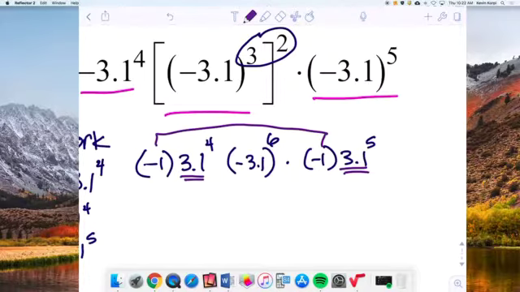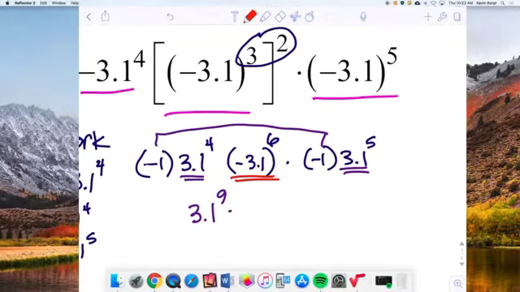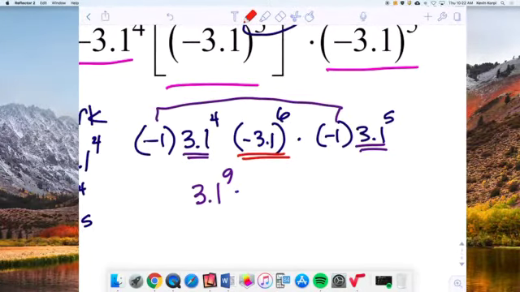Those are the same base. So that's 3.1 to the what power? 9th, right? I add those. Okay, and now I'm left with this guy here. And I want to get the bases the same, because my base right now below is 3.1. That's -3.1. So now we just kind of use what we just talked about. It's a negative number raised to an even power. Does that become positive, or does it stay negative? It becomes positive. So that's the exact same as positive 3.1 to the 6th power.